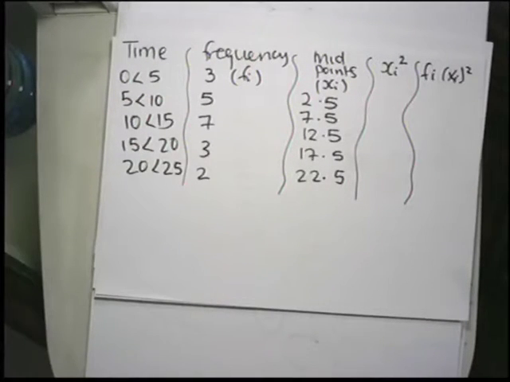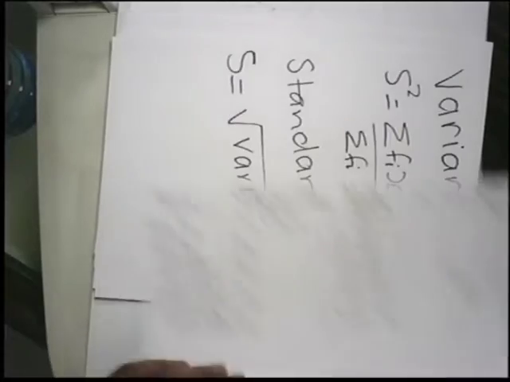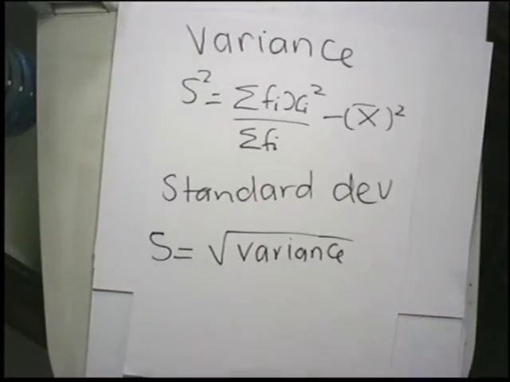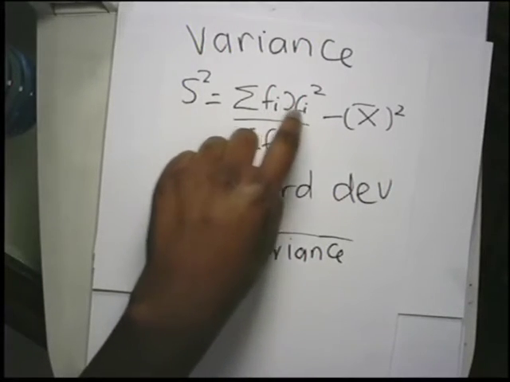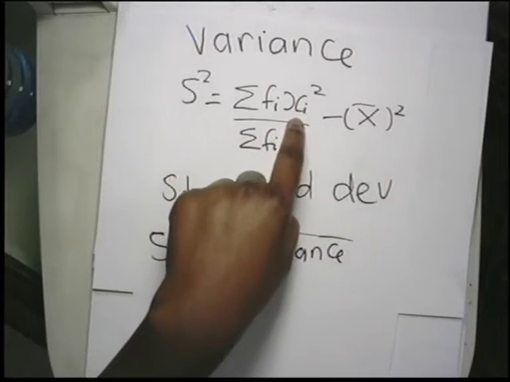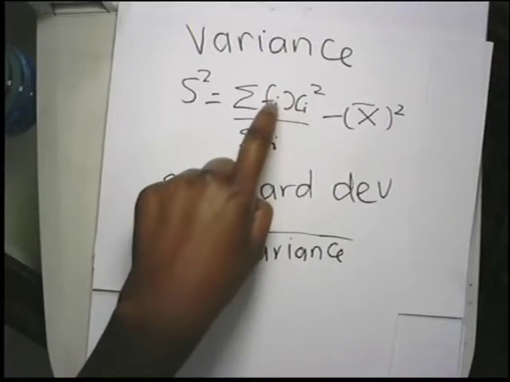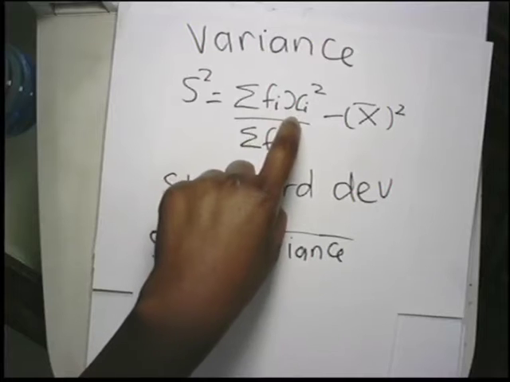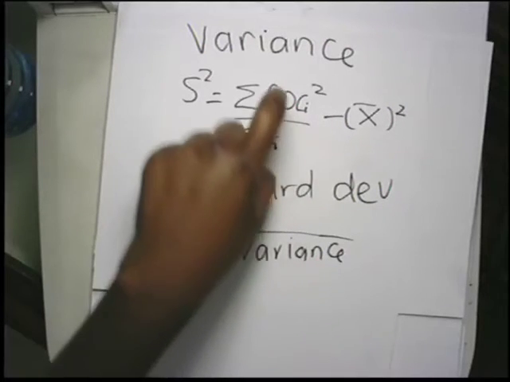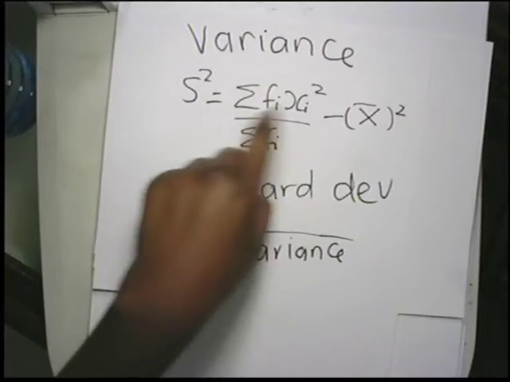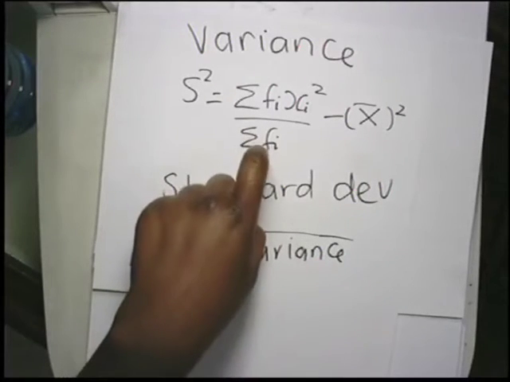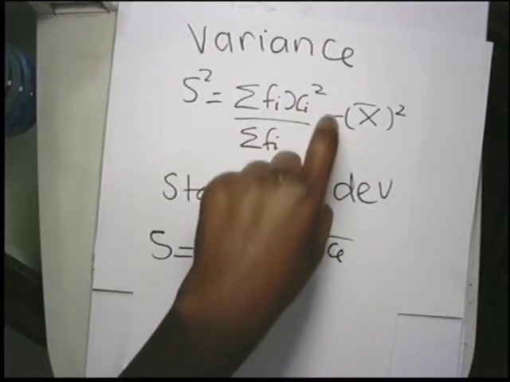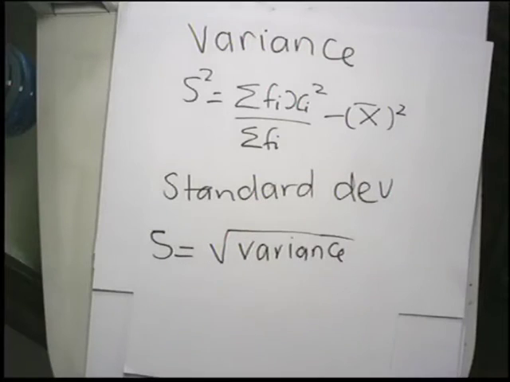So what you need to do to find the variance, you use this formula. This is the formula that you use for variance for a grouped data set. It is the frequencies multiplied by the midpoints that are squared. You multiply the frequency with the squared midpoints, you sum everything in all the rows, and then you divide it by the sum of the frequencies. You minus the mean, which is squared.